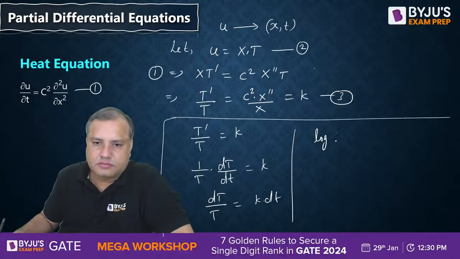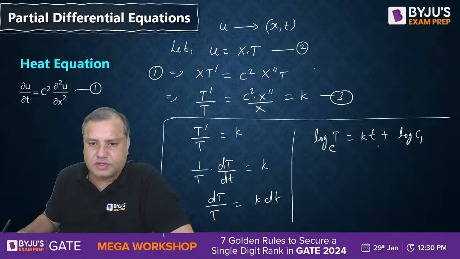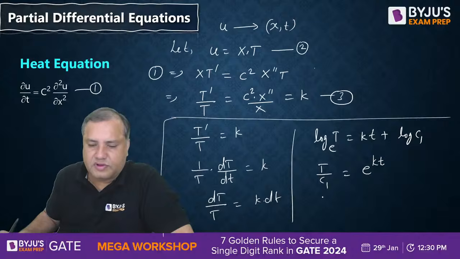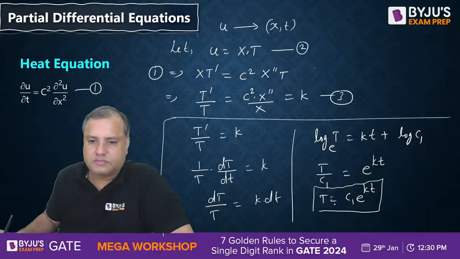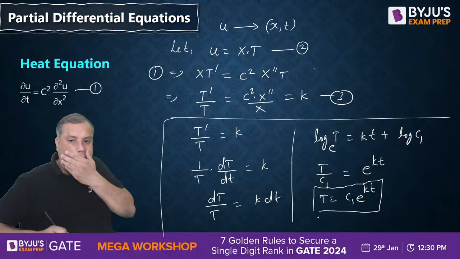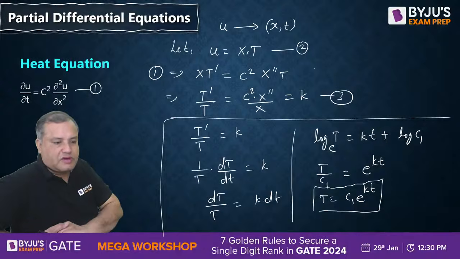So log t equal to kt plus some constant log c1. So log t minus log c1 will be t upon c1. It is e raised to kt. So t will be c1 times e raised to kt. Comfortable?